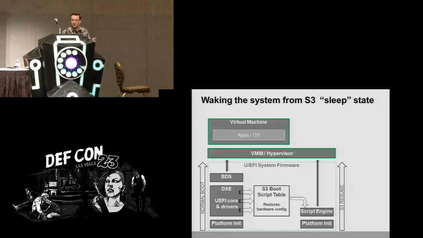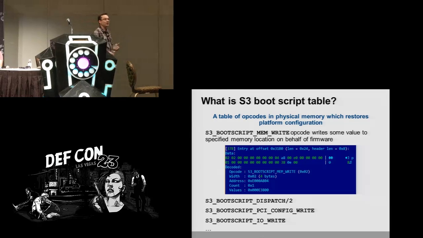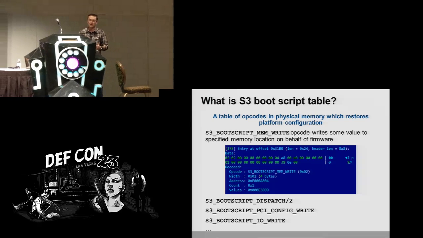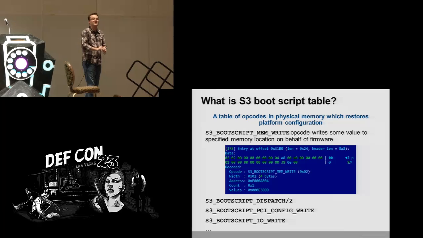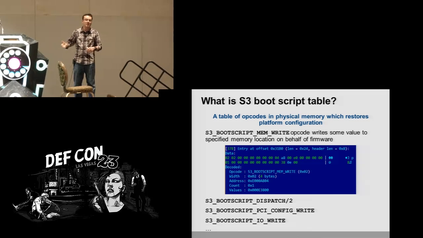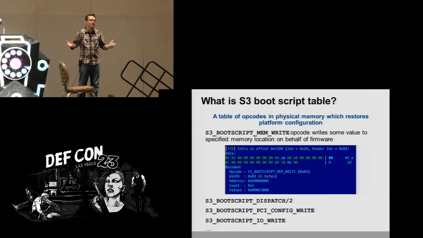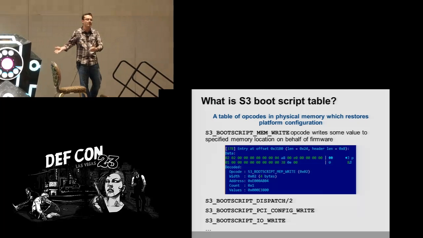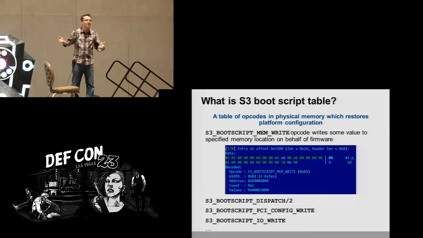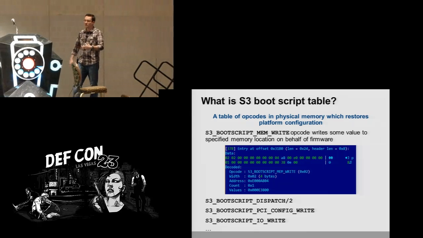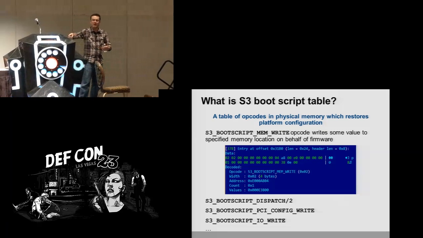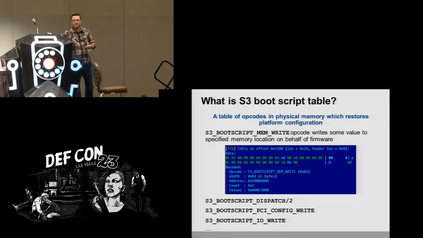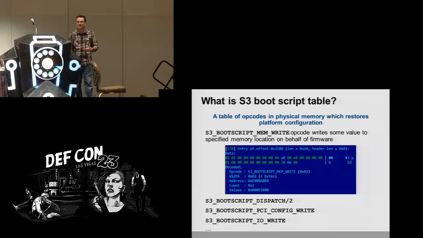That saves you a whole bunch of time. That is why we can resume in seconds. But a few words about what this boot script table is. It's just a sequence of opcodes. Each opcode can write a specific hardware register, either a PCI config register, a memory mapped IO register, a memory location or an IO port. This particular screenshot shows the opcode writing to memory. In fact, judging based on the address, that's a memory mapped IO or memory mapped configuration register.